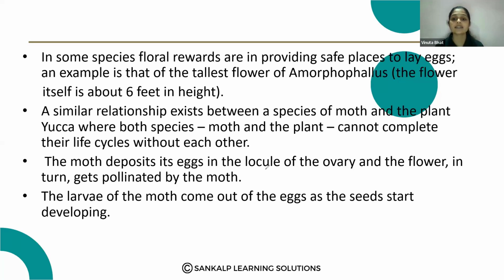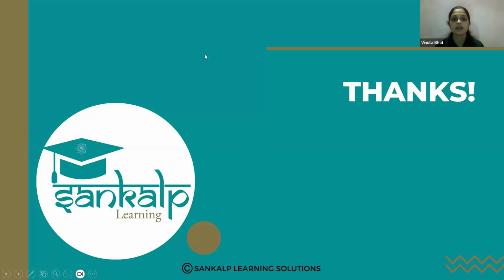The moth deposits the eggs in the locule of the ovary, and the flower is pollinated by the moth. The larvae of the moth come out of the eggs as the seeds start developing. So this is about the agents of pollination. Thank you.